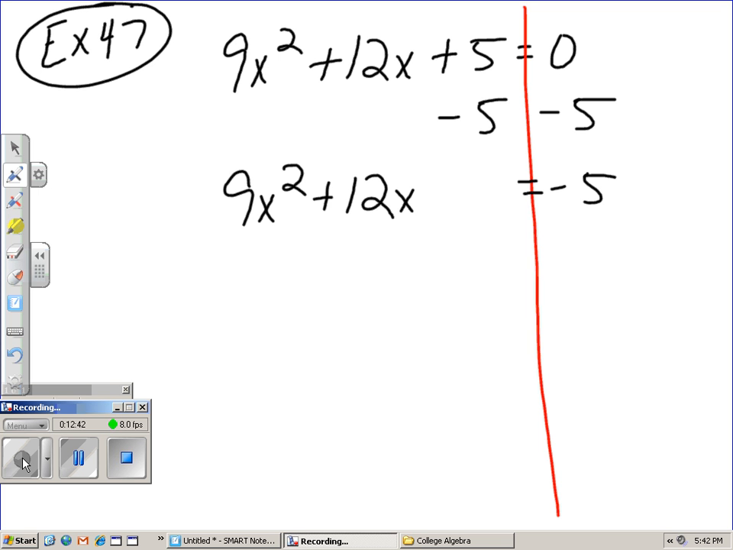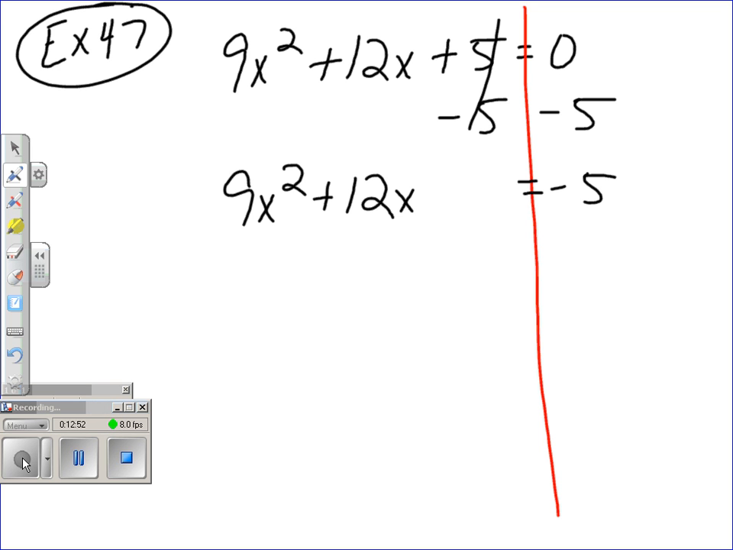Okay, and a final example for problem number 47. 9x squared plus 12x plus 5 equals 0. That 5 is not the magic number, so I'm just going to go ahead and move it out of the way. So 5 is canceled, and I have 9x squared plus 12x equals -5.